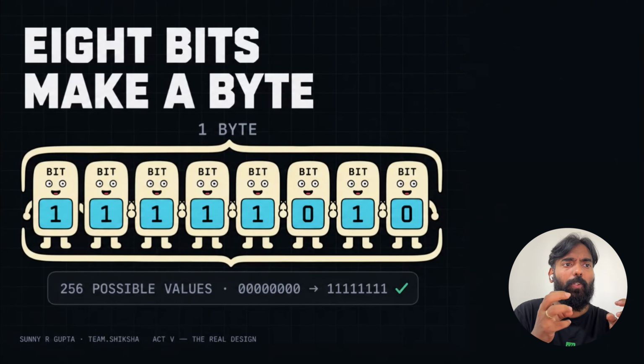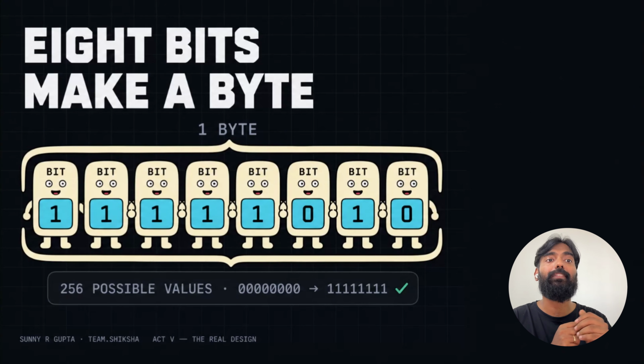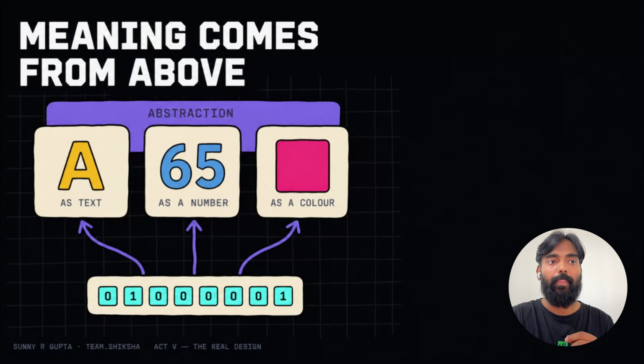Moving on, let's try to group these bits together. And there's a reason for this. One bit is a 0 or a 1, not very useful on its own, but 8 bits together can represent up to 256 distinct values. Like from 0 8 times to 1 8 times. We call that group of 8 bits a byte. And with a byte, you can represent any ASCII character, any number from 0 to 255, any of the hundreds of colors in a palette.